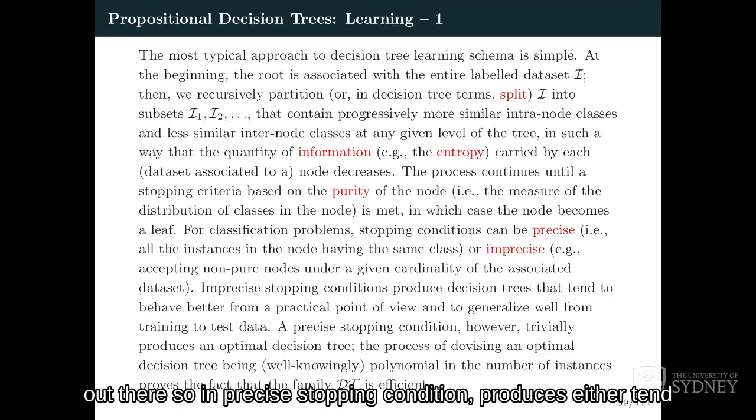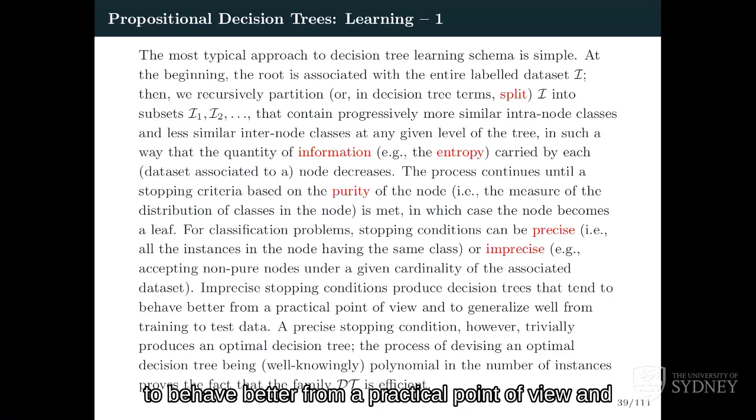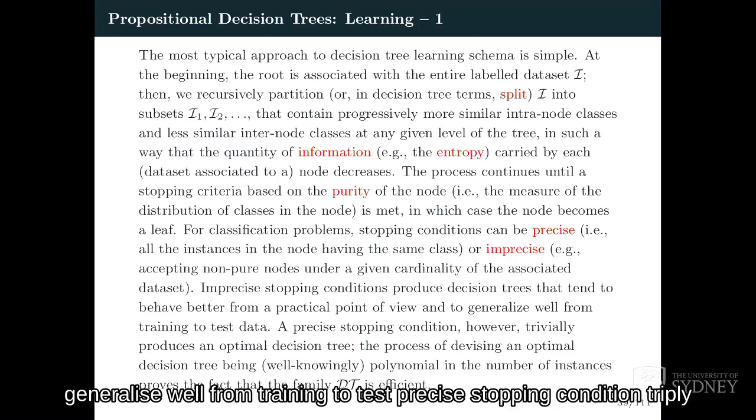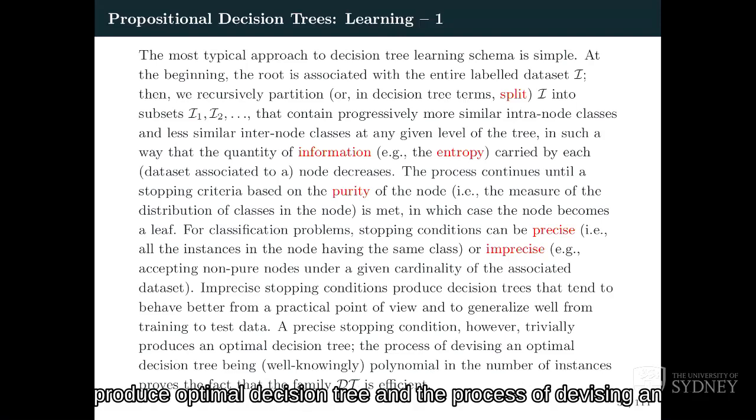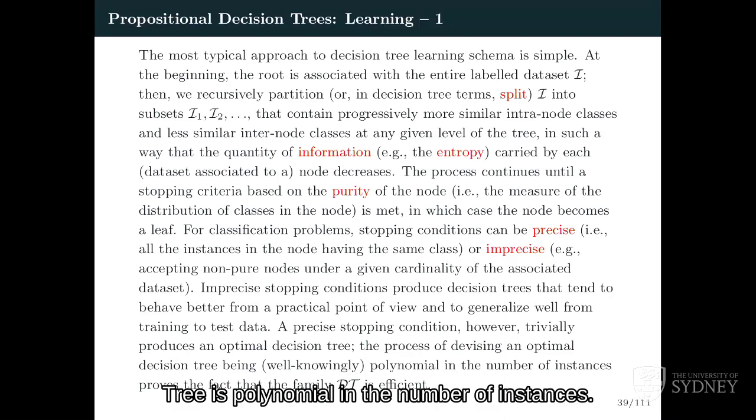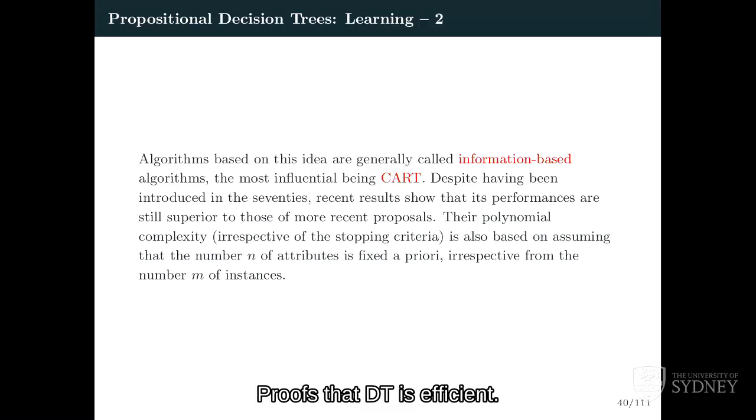So imprecise stopping conditions produce decision trees that tend to behave better from a practical point of view and generalize well from training to test. Precise stopping conditions trivially produce optimal decision trees, and the process of devising an optimal decision tree is polynomial in the number of instances, which proves that decision tree learning is efficient.